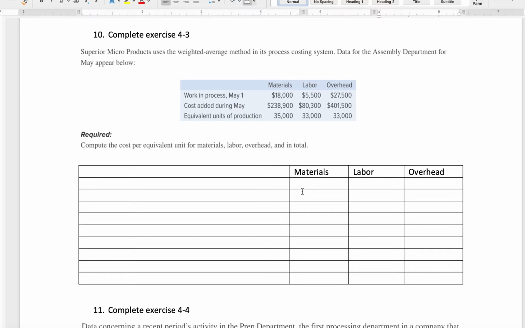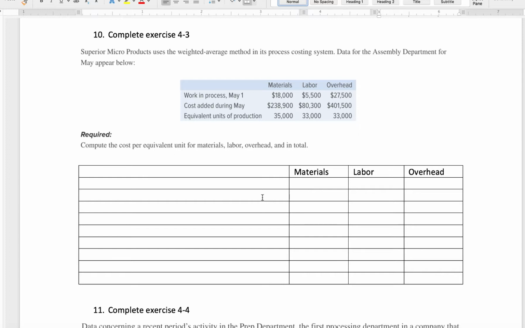Remember, we need to take the cost of beginning WIP. We need to take the cost added during the period and add those up for both materials and conversion costs. We then divide by the equivalent unit of production. That gives us the cost per equivalent unit, okay? Now, this problem's a little wonky in the sense of it doesn't take conversion costs, meaning labor and overhead, and lump them together as conversion costs. It separates them out. That's okay. The process is still the same, okay?